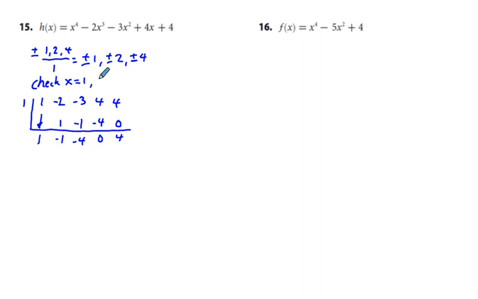So we know x equals 1 is not a 0. And next we're going to check if x equals negative 1 is a 0.